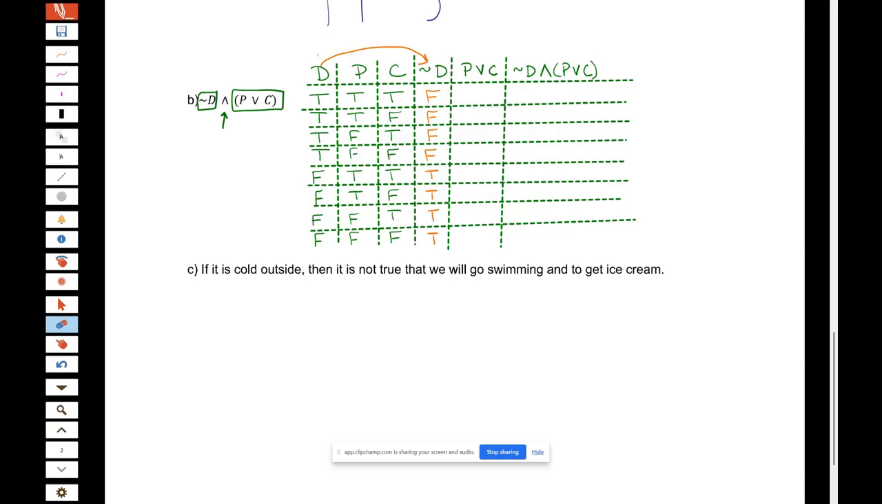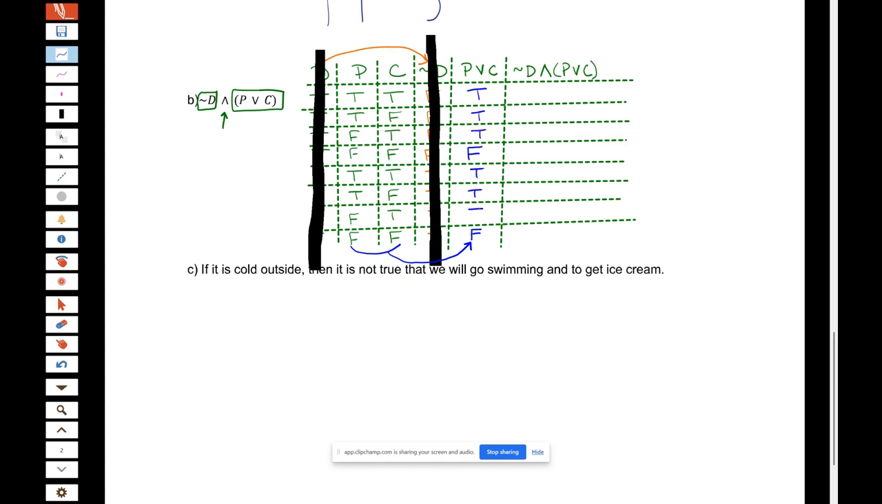Now I have to do P or C, which means I'm going to ignore this and I'm going to ignore this while I do P or C. All right, so to do this, I'm going to look at both of these and remember that an or statement is only false if they're both false, because at least one of them has to happen for P or C to be true, because it's inclusive or. So I'm looking for where there's two F's, here and here. Everything else is true. It's easier if you look at the one rule, because then you have less of them to fill in.